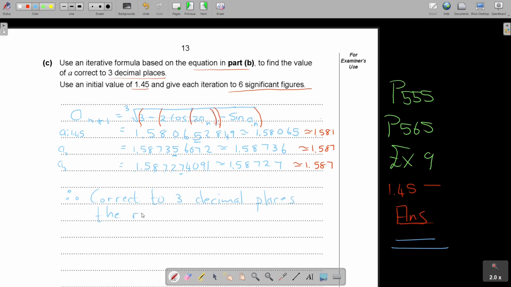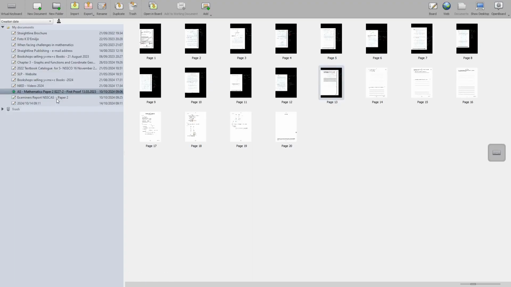The root converges to 1.587. Very important that you write that little part. Okay, and let's just go to the report and see what the report is saying to us.